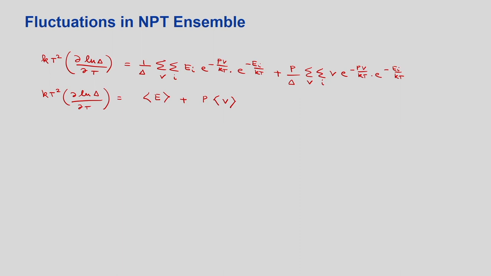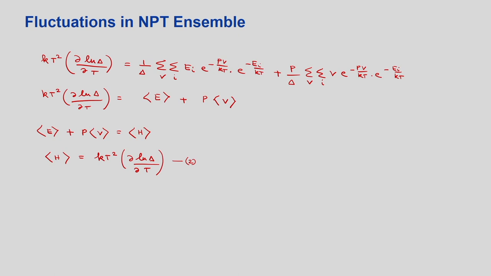And what is the right hand side? We know that this plus P into V bar will be the enthalpy term. So it means that the ensemble average enthalpy term will be KT dou ln delta by dou T. This is the expression. This is an important expression for enthalpy. This is equation 2. So this is the average enthalpy. So you have an expression for average energy.